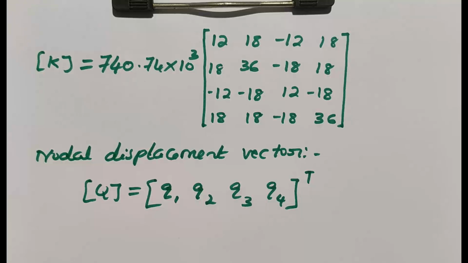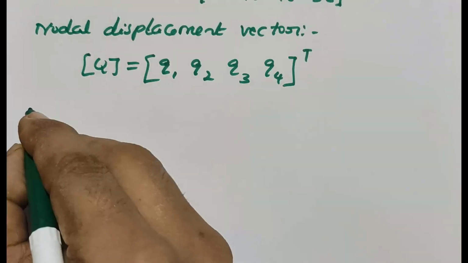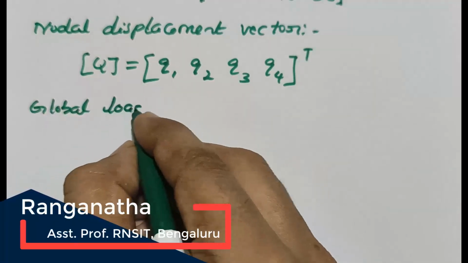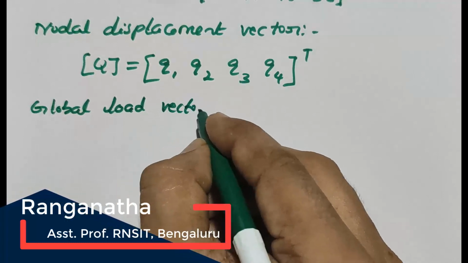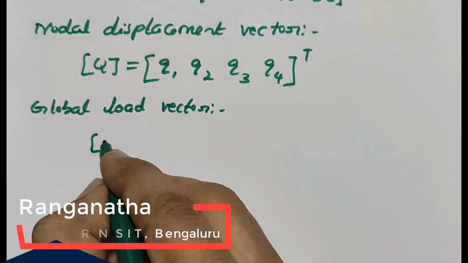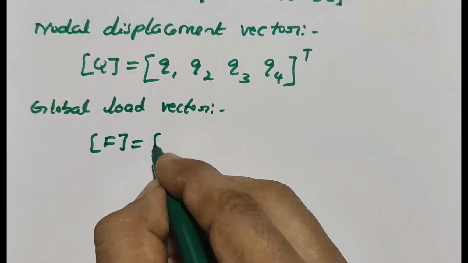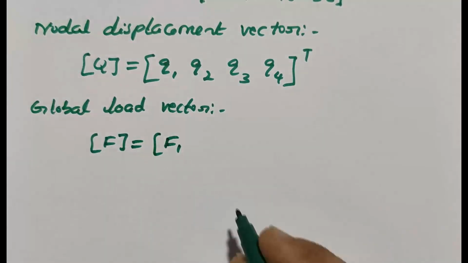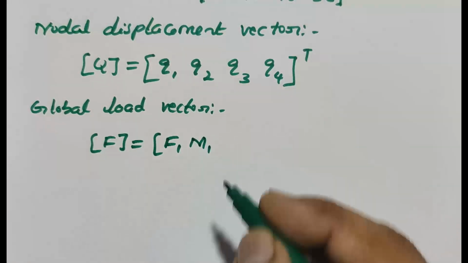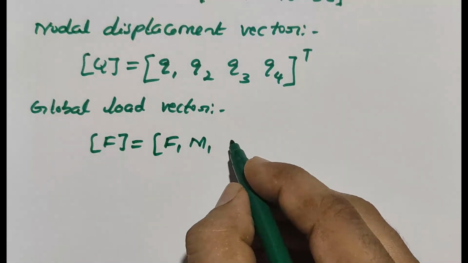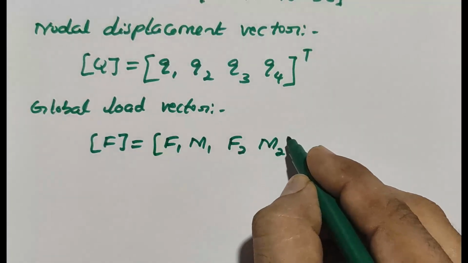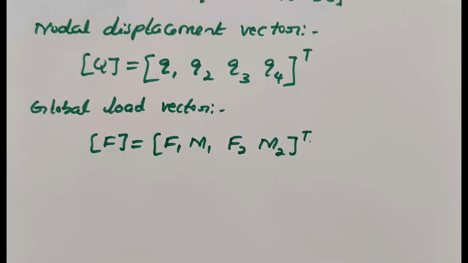Next is global force vector or global load vector. Global load vector, that is F is equal to, see at node 1 the applied force is F1, similarly applied moment is M1. At node number 2 the applied force is F2 and applied moment is M2, transpose. This is the global load vector. Now we will substitute the value.